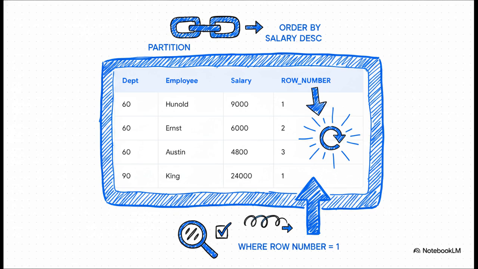To actually finish our real-world goal, all we have to do is wrap this query in a quick outer select statement and just say where row number equals 1. It is elegant, it is hyper-efficient, and it is incredibly powerful.